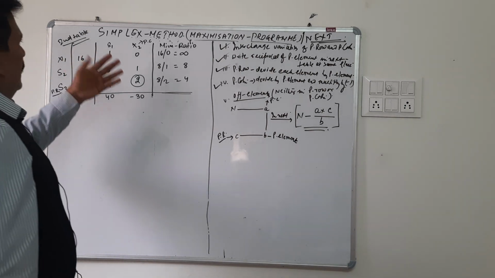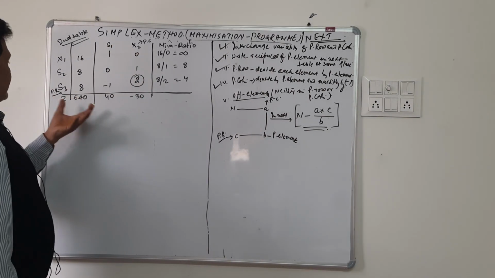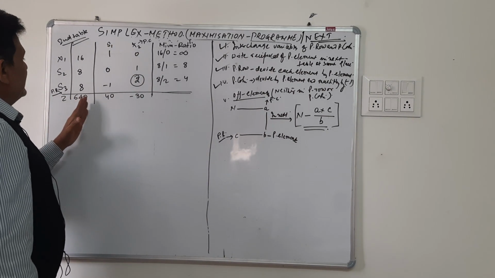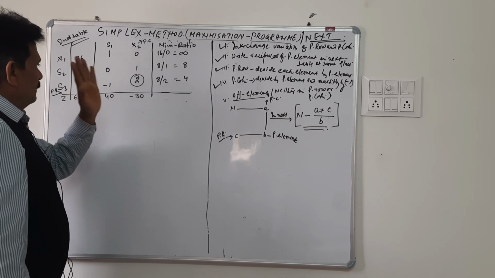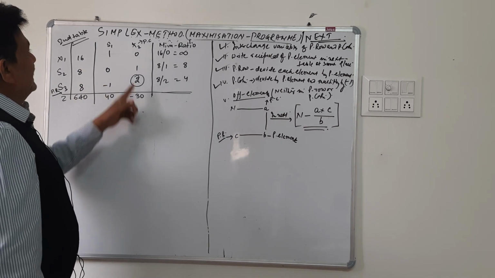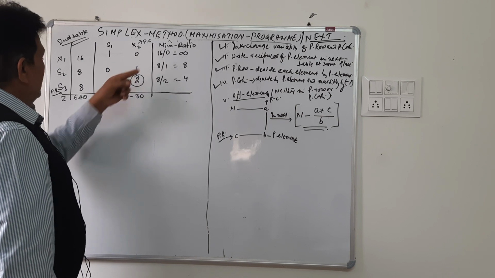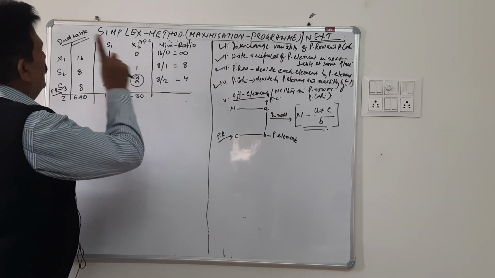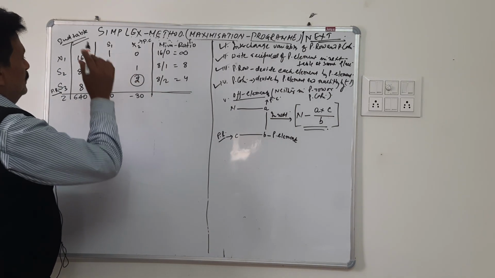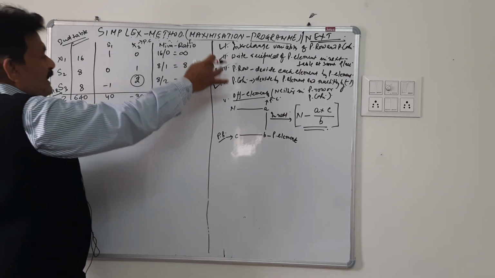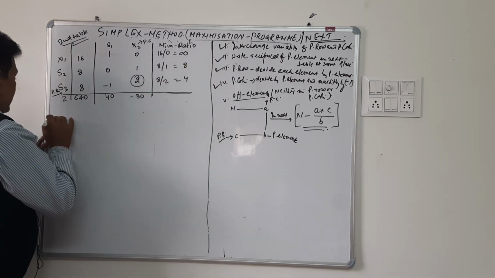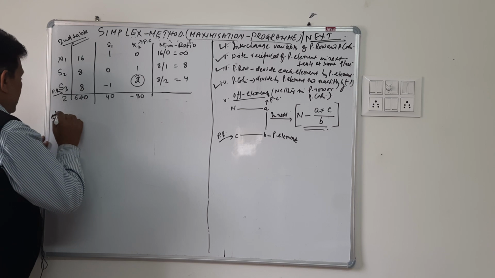This was the second table, and the second table says that it needs another improvement. For another improvement, we have taken this as the pivot column, this as the pivot row, and we have got the pivot element 2. Now, following all these 5 rules, we switch over to the third table.